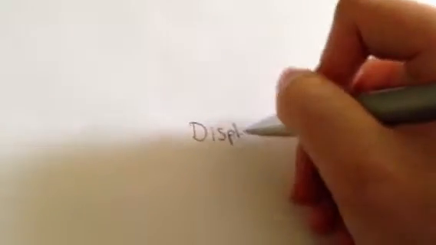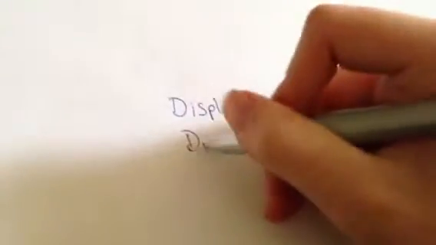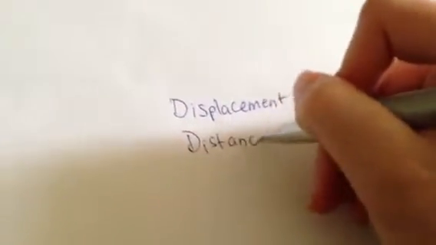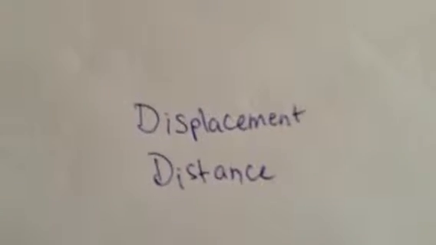So today we're going to be looking at the concept of displacement and the concept of distance and how they differ. And I'm just going to briefly talk through how they're used in physics to calculate speed and velocity. So without further ado, let's have an example.